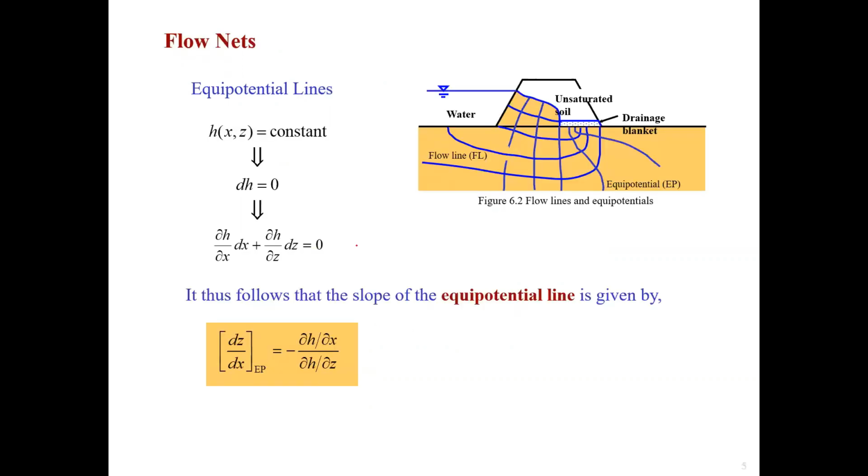For any point on the equipotential line, since the water height h is constant, any increment in h is obviously 0. So this formula is valid. Through mathematical transformation, the slope of the equipotential line is given by dz over dx, which is equal to negative partial h over partial x, divided by partial h over partial z. So we have this expression.